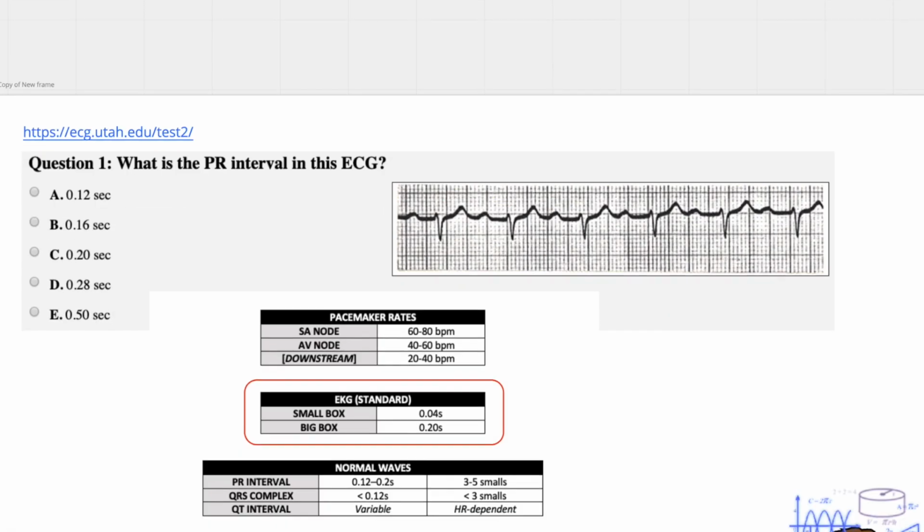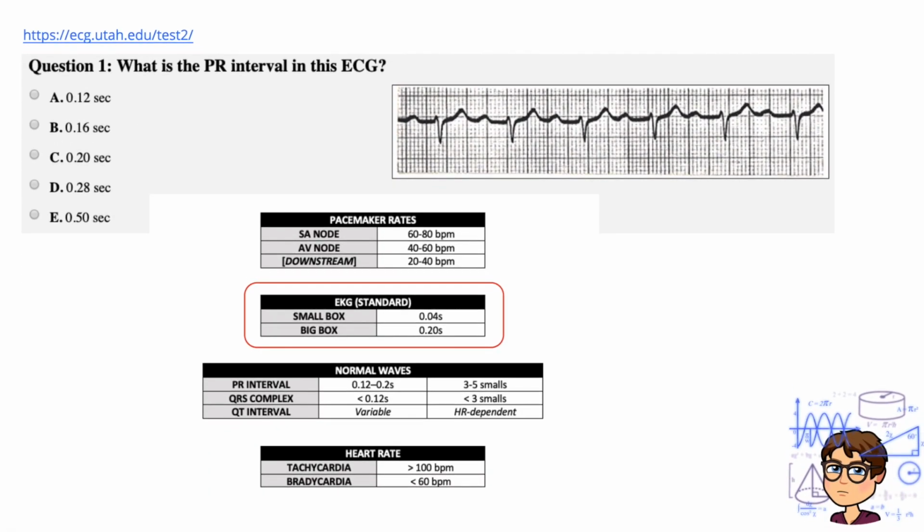Okay, for the next question, it says, what is the PR interval in this EKG? So P to R, so it'd be about right here is P, the P wave, and the QRS. So P and then R is here. So if this is a big box, that's 5 smalls plus 2 smalls, so 7 smalls. Small boxes are worth 0.04, so 7 times that gives us D, 0.28 seconds.